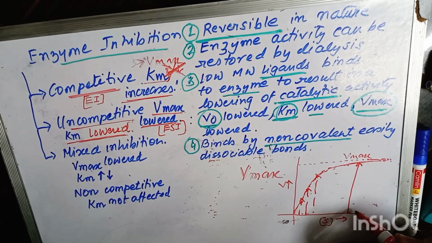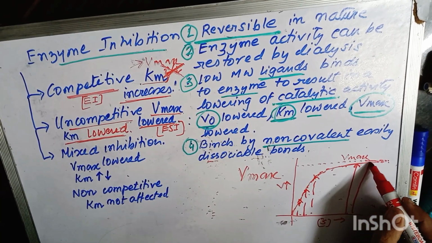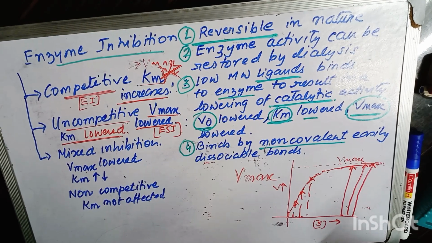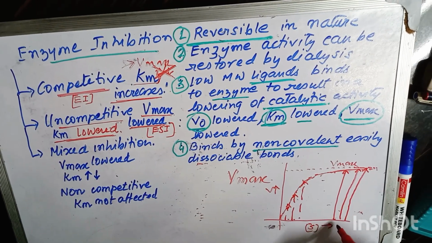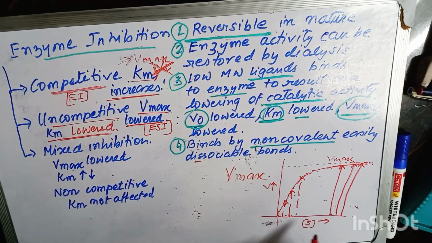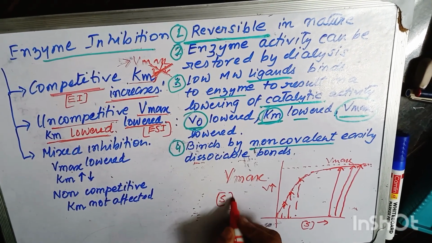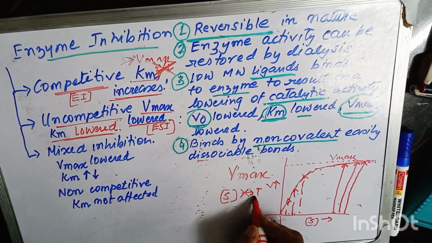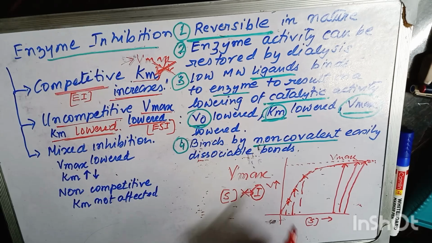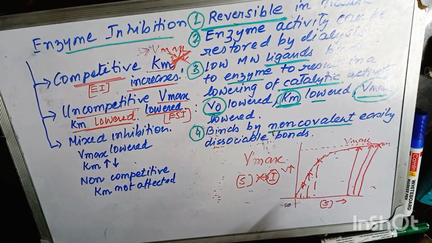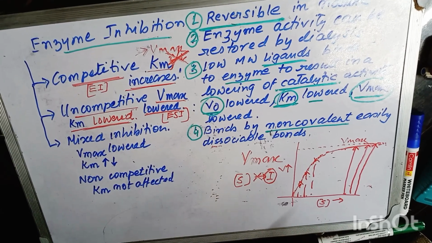But at higher substrate concentration, Vmax is reached. So at this much higher substrate concentration, the substrates outweigh the inhibitor. It will simply cancel out the inhibitor. Come on, you are so small in numbers, you just get out. The inhibitor just gets outnumbered.